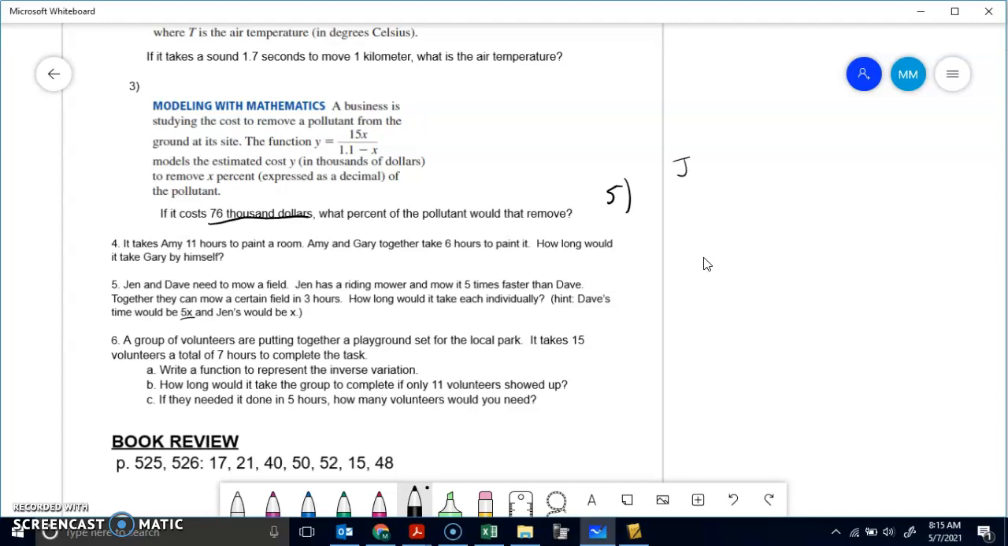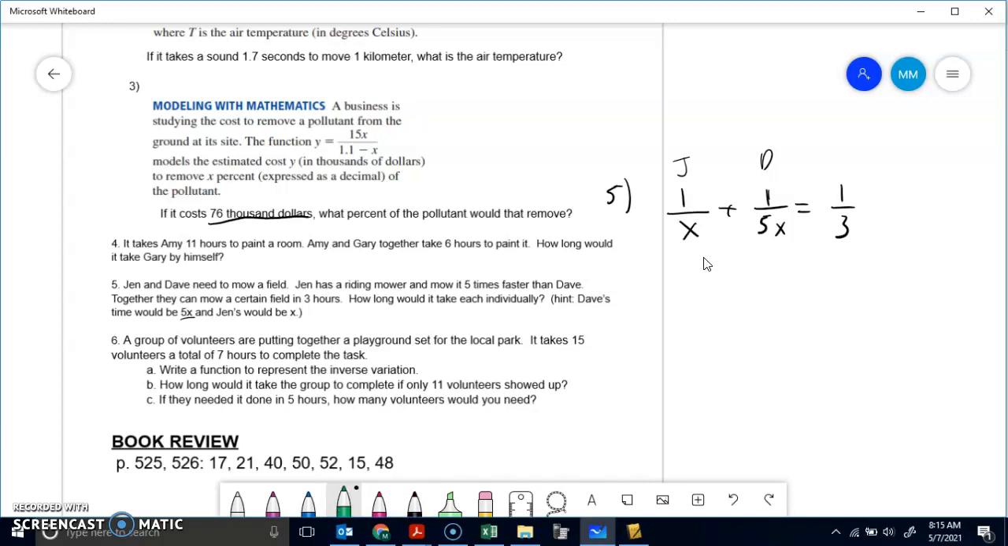So for Jen, that would be 1 field in x amount of time. For Dave, that would be 1 field in 5 times as long, because he mows 5 times slower, so it takes him 5 times as long. So 1 over x plus 1 over 5x equals them working together, 1 field in 3 hours.